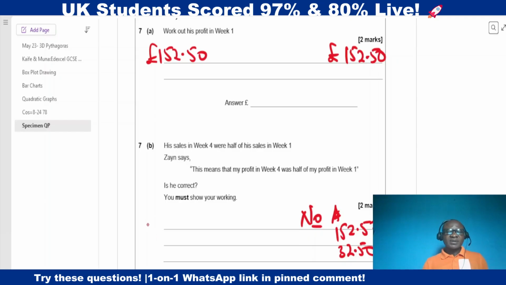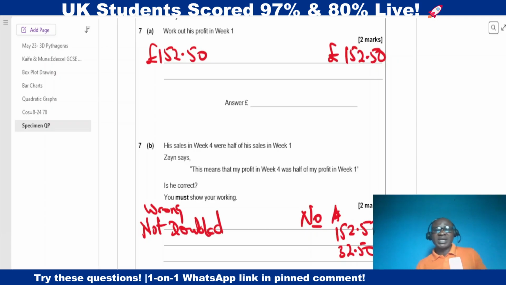My 7B is, I got 62. I say he's wrong because the profits are not doubled. The profit is not what? Doubled. Not doubled. Okay, all right. Now let's evaluate the questions one by one.